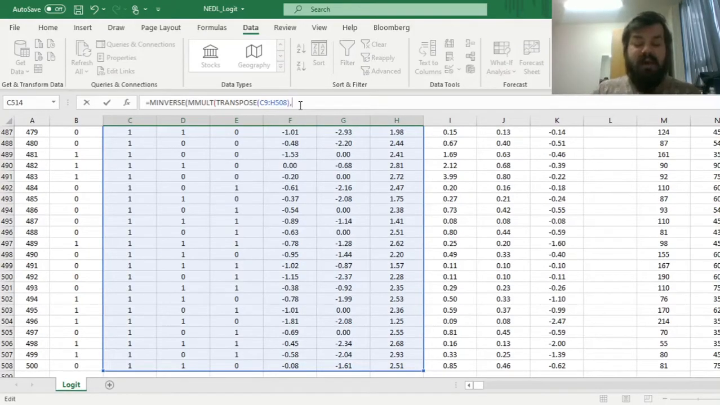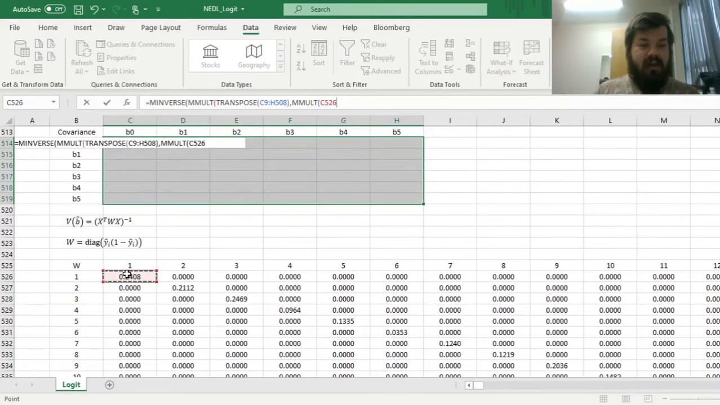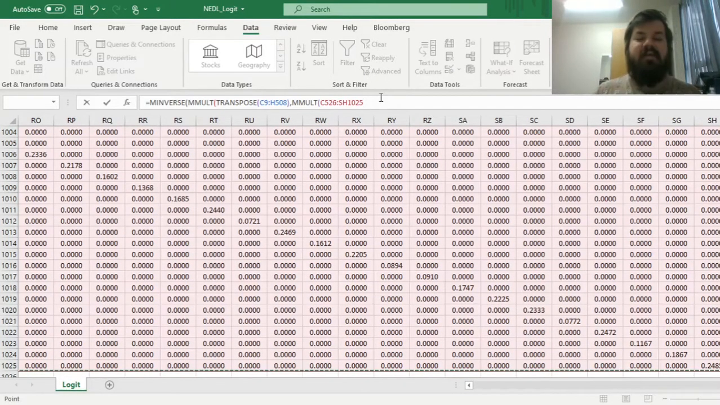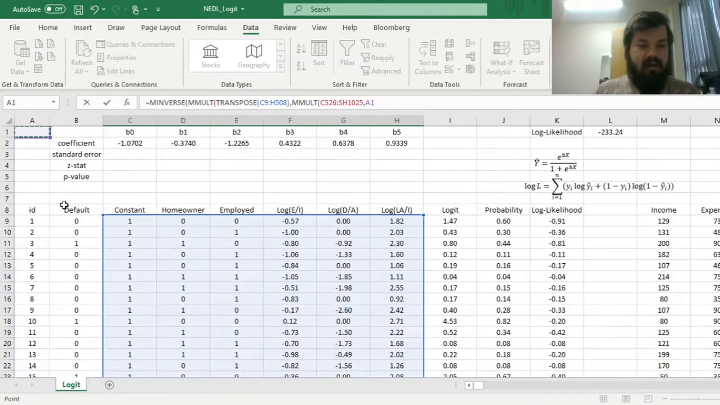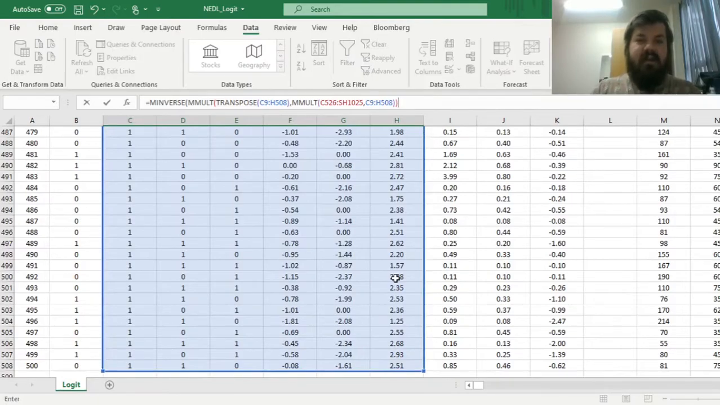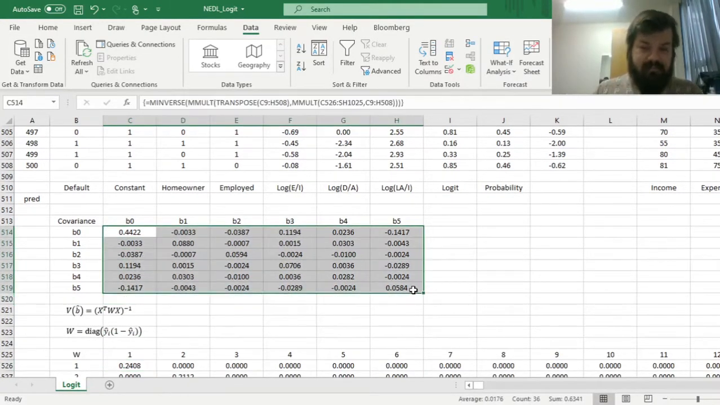And as the second component, we input another matrix multiplication, and here first we input our weight matrix, so from here all the way to here, a 500 by 500 matrix. And as the second component in this particular product, we'll input our x, and we don't need to transpose it at that point. So we close all the parentheses, making sure that we close them all, and then enforce this formula using Shift-Control-Enter, as it multiplies a bunch of matrices together. And we get our covariance matrix.